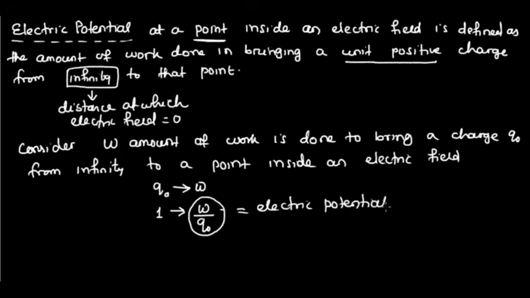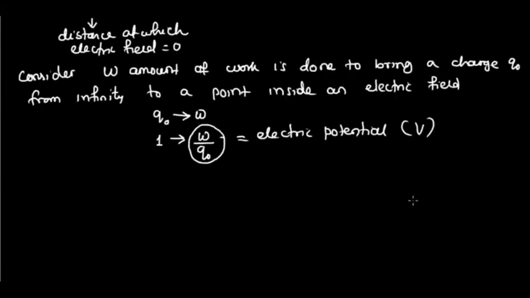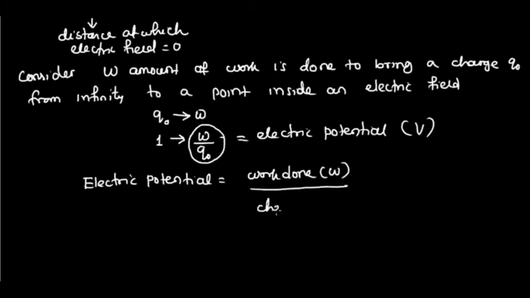and its symbol is V. So V is equal to W by q naught, or electric potential is equal to work done W divided by the charge q naught. Which charge? The charge which is brought from infinity to that point. So you have to divide the work done by the charge. Is that clear? This is the formula for the electric potential.